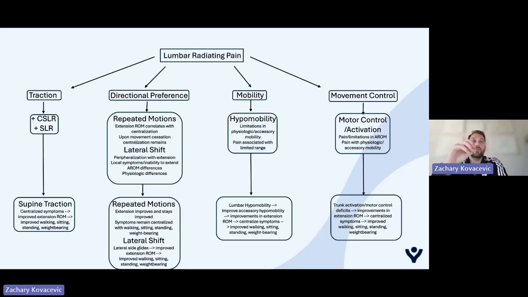Trunk motor control: you improve activation and motor control deficits of the trunk muscles, the abdominals and/or paraspinals, or even the lateral trunk wall with your obliques and such. You improve the opportunity for extension to occur, you improve the opportunity for centralization, and thus you improve function, okay?